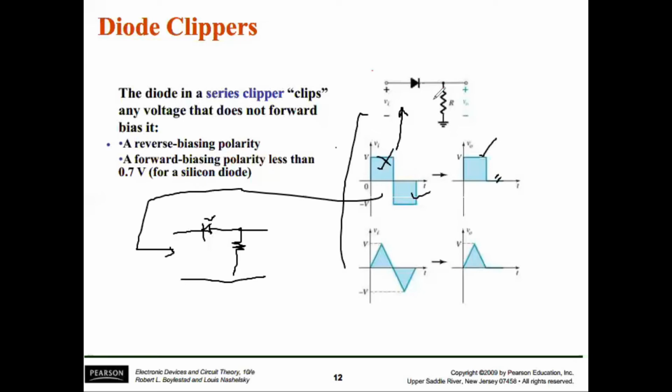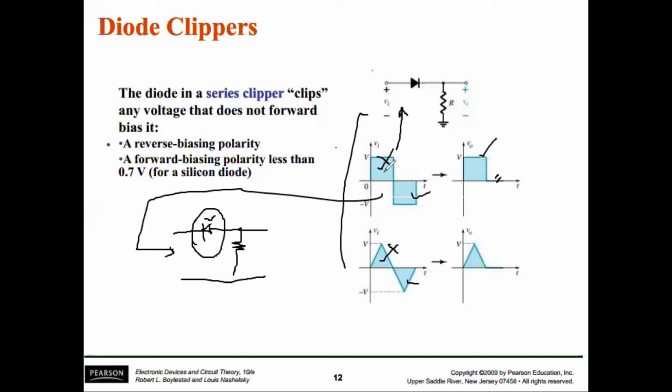This is a series clipper, and here no positive cycle will be allowed to move, because for all the positive cycles this diode will behave as an open switch. Similarly, for this waveform, this part will not be allowed to move, while only this part will be allowed to move, because now you can see that this diode is in the reverse direction from the previous one. These two are in reverse direction, that's why their functionality is also reverse. This is a diode clipper, and this is the series clipper configuration.